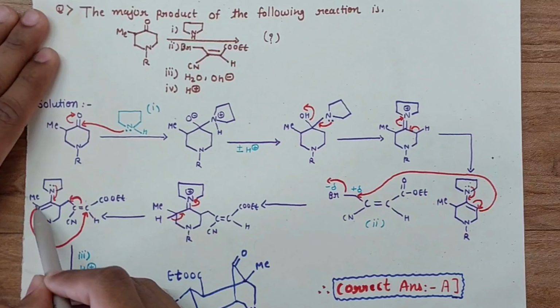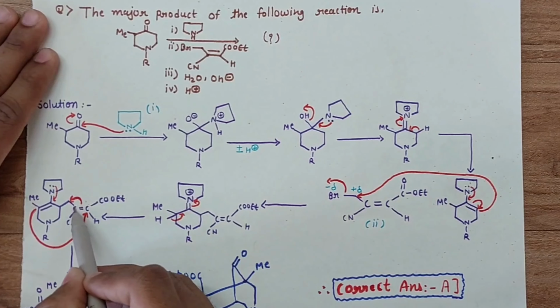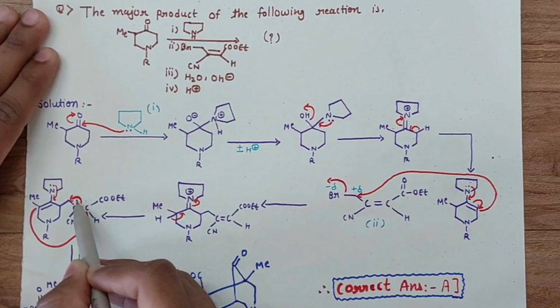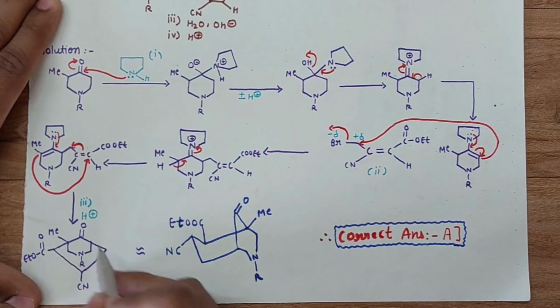This nucleophilic alpha carbon will attack this side, and in acidic conditions the carbanion carbon will pick up this proton, so our final product will be like this. And so our today's question's correct answer is option A.